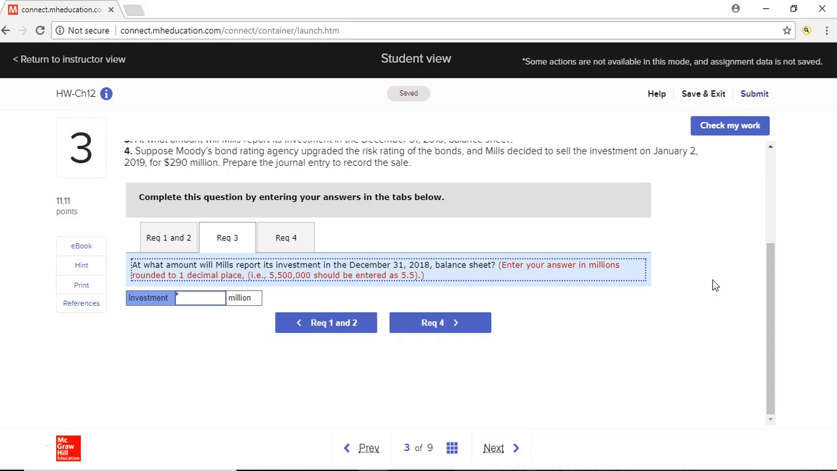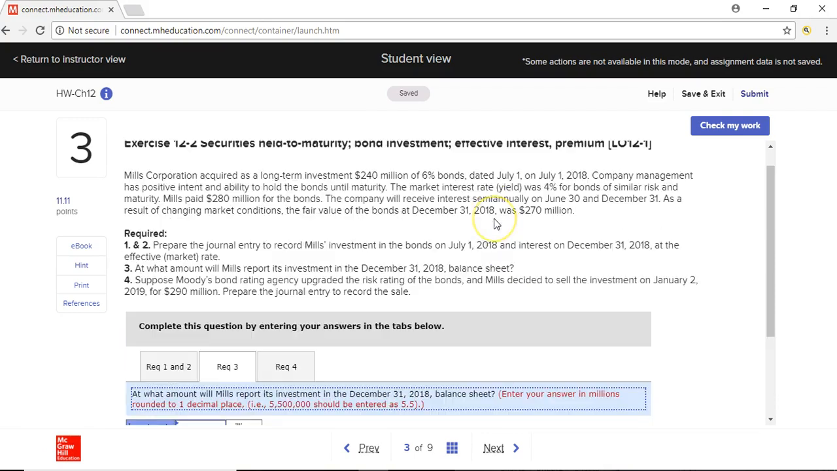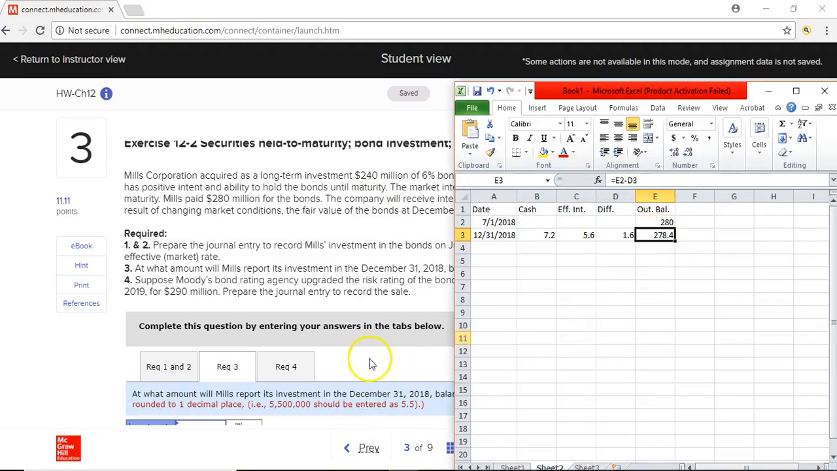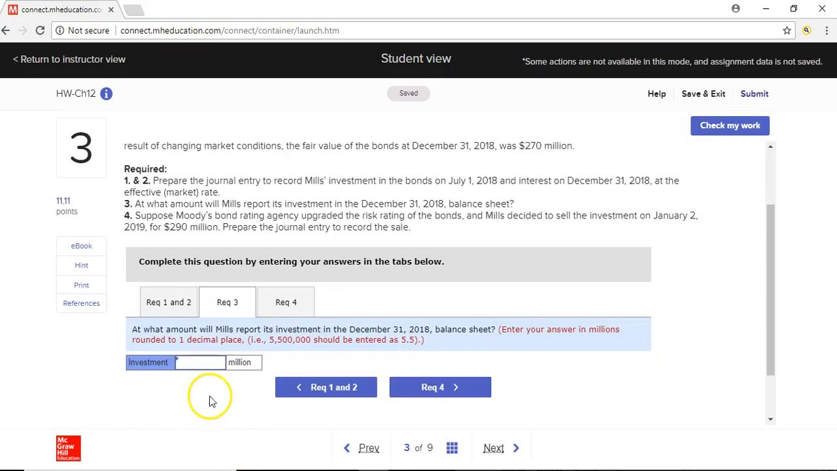The third requirement asks us, at the end of 2018, how will we report these bond investments? Because we intend and are able to hold these bonds until they mature, fair value at the end of the year doesn't matter. We report these bonds at their amortized cost. So $278.4 million.